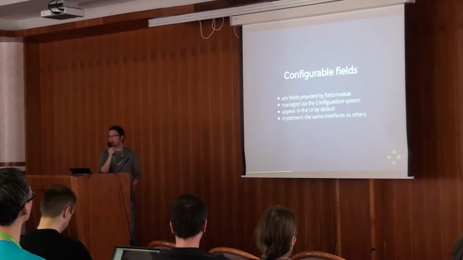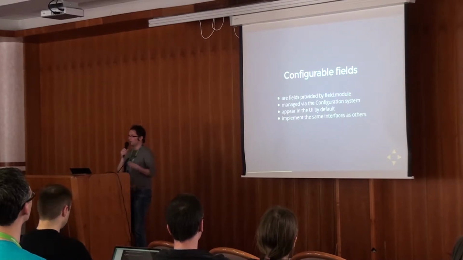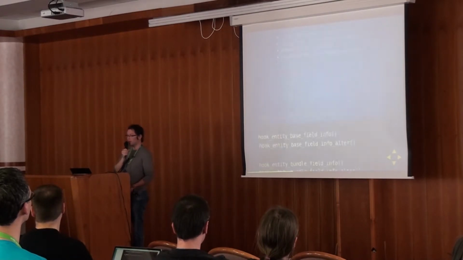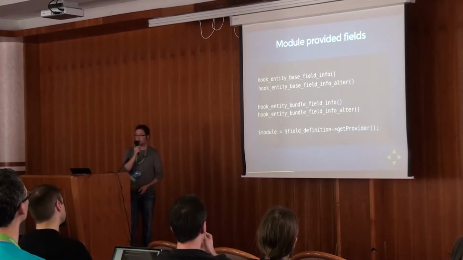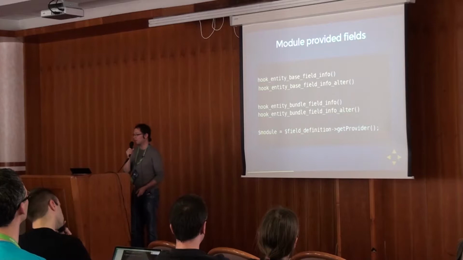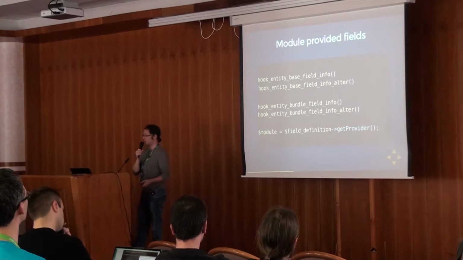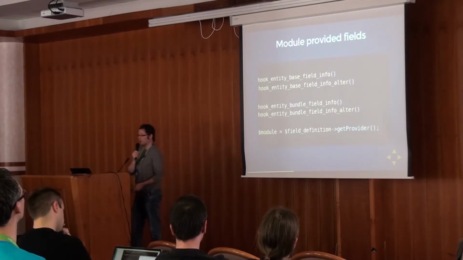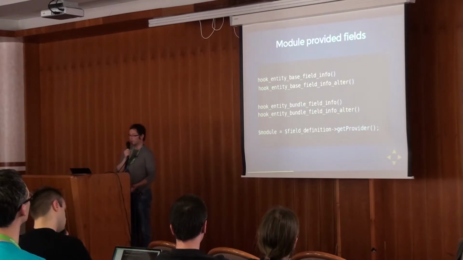And code-wise, you can really work the same with them as with the base fields. There's no difference. So as a developer, you don't have to care unless you are doing specifics, like you want to provide a configurable field. So there's an API which allows modules to provide new fields, based upon some hooks. There's hook entity base field info, which allows you to define new base fields for an entity type. And there's also hook entity bundle field info, which allows you to add new bundle fields, which the field module also implements. And of course, you can always ask a field who's the provider of it, and it will give you the module.